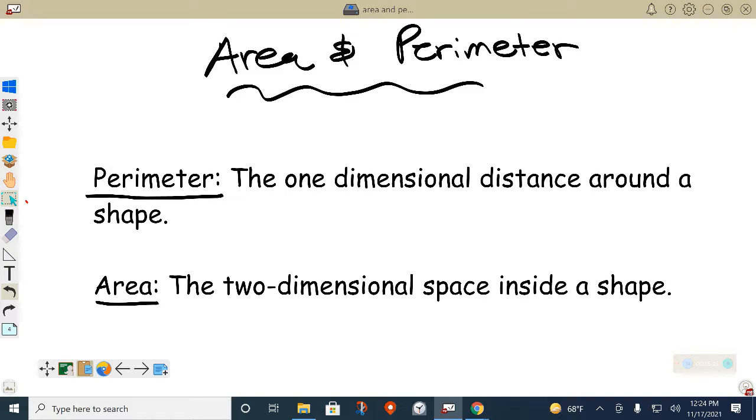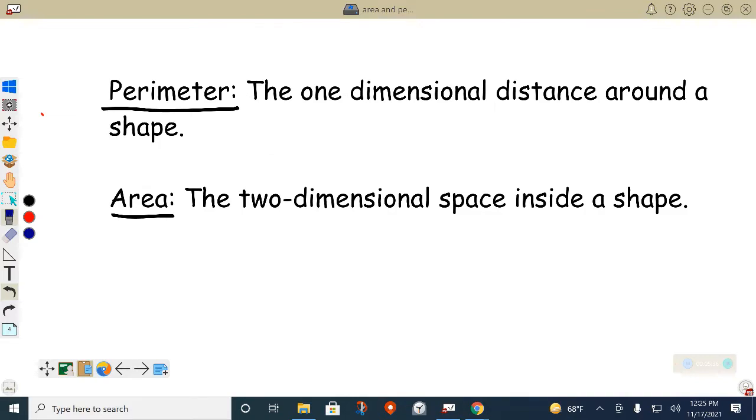The two-dimensional space inside a shape. Copy that down. What do I mean by this one-dimensional?